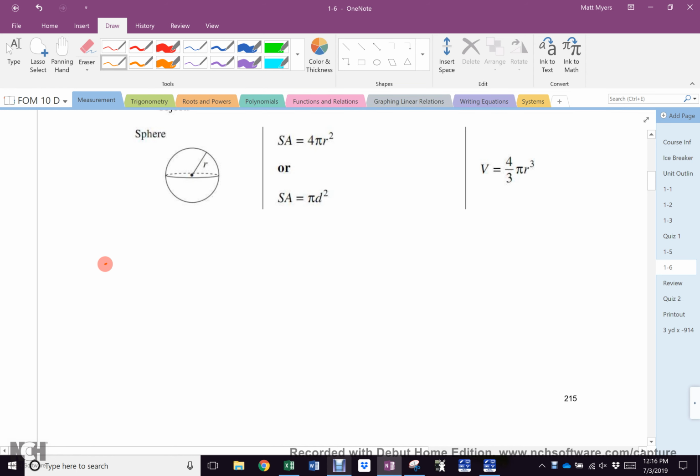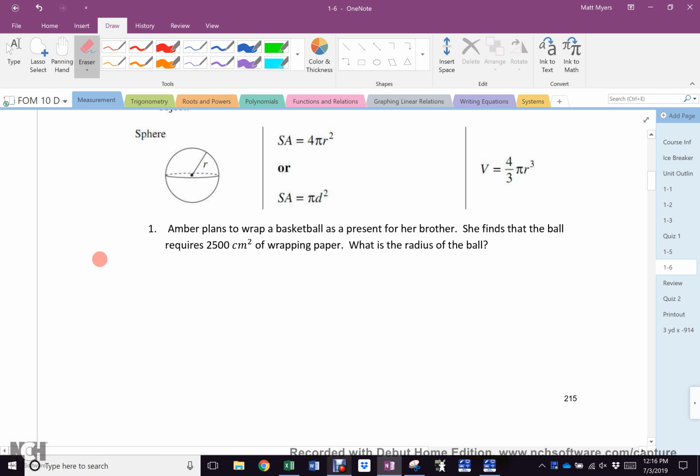A pyramid starts as a square and 4 triangles, right? Oops, that's all not supposed to be there. A cone starts as a circle, and then we added that section of a circle.